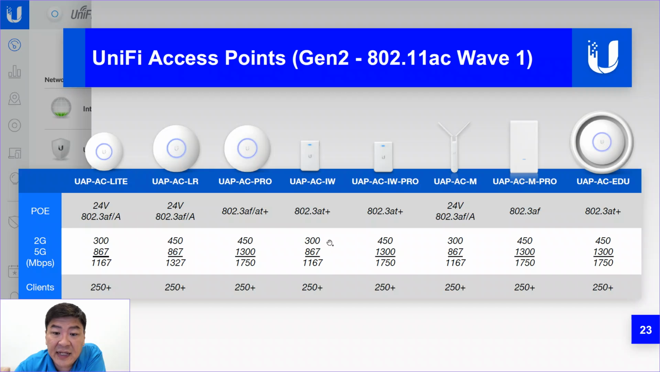So with AC Lite, you're looking at 2.4 GHz at 300 Mbps, and you have your 5 GHz at 867. Total up is 1167, which is what we call an 11AC 1200.